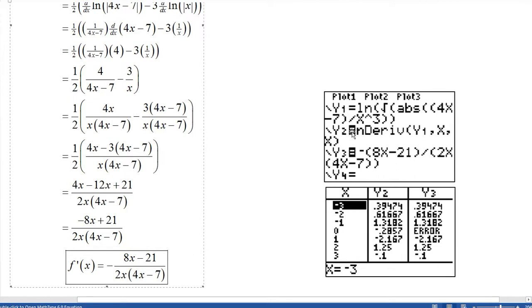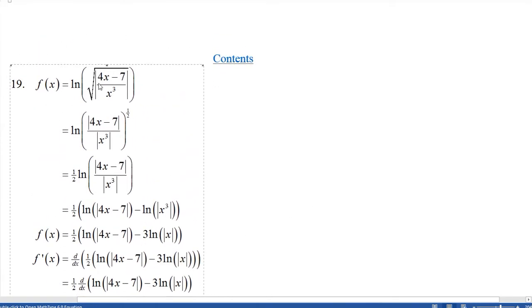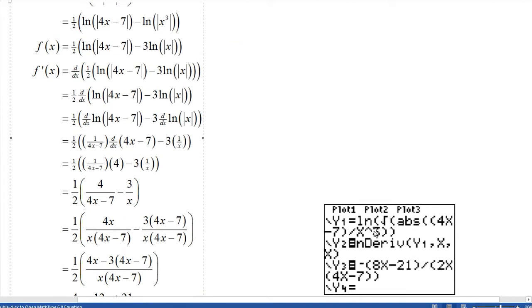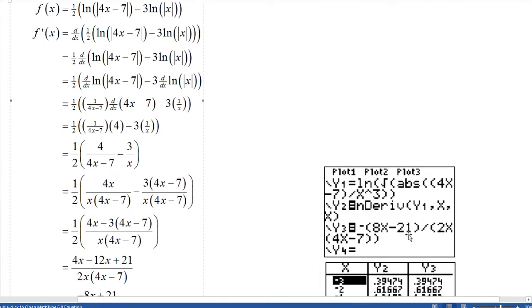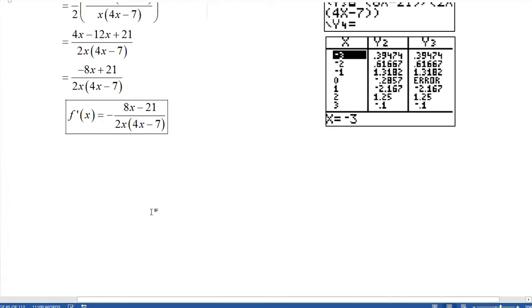We can check that. As usual, let y1 be the original function. I put it in like it was originally written. y2 is the numerical derivative of y1 with respect to x, evaluated at x, and y3 is our final answer. And the check is that the tables for y2 and y3 match. So we check that, and so we got this nice little rational function.